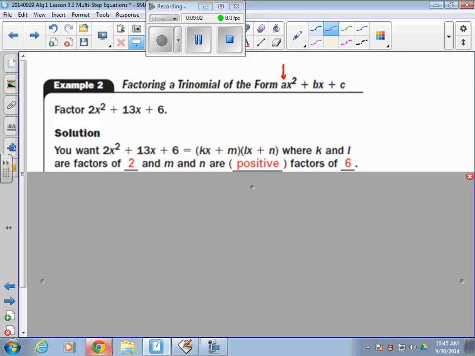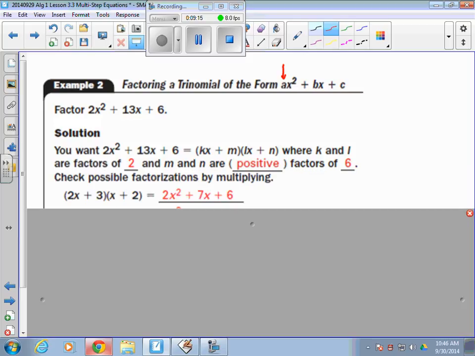2x squared plus 13x plus 6, okay, where it says kx plus m times lx plus n, where k and l are factors of 2 and m and n are positive factors of 6. Check the possible factorizations by multiplying 2x times 3, and then this is just FOIL.